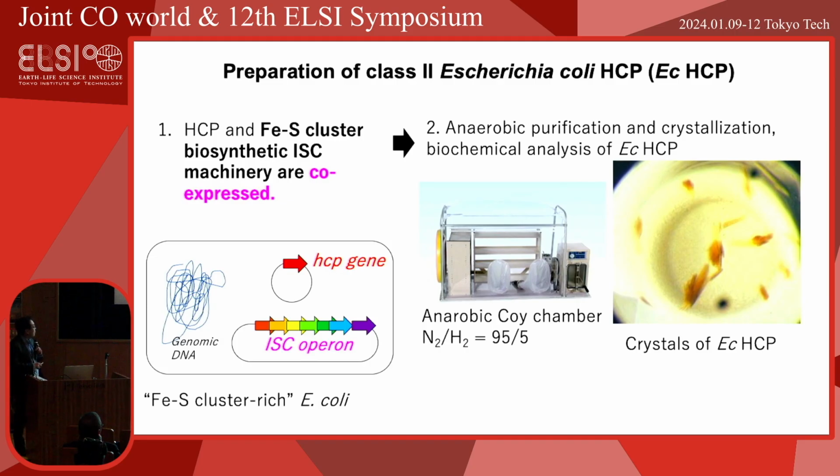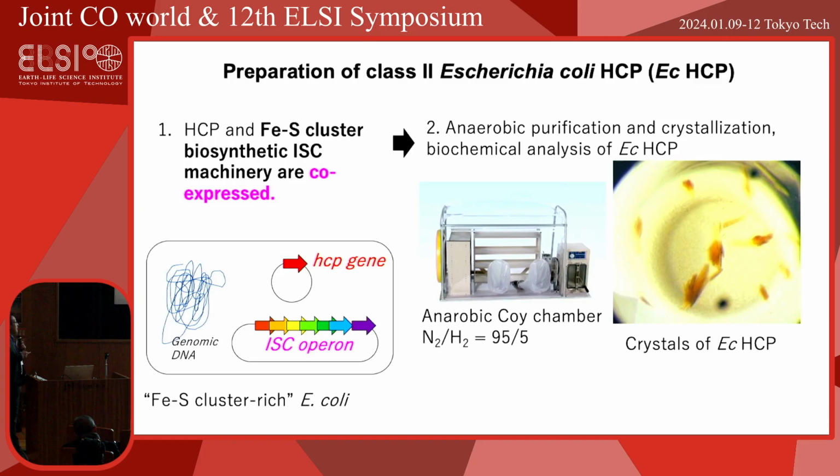Fortunately, E. coli has its own HCP, class 2 HCP. That means we can produce recombinant enzymes in the E. coli system. But you can imagine, if you want to produce a large amount of protein, the cofactors should also be produced a lot. Therefore, we introduced the ISC operon, which is involved in the biosynthesis of iron-sulfur clusters inside the E. coli cell, together with the HCP gene.